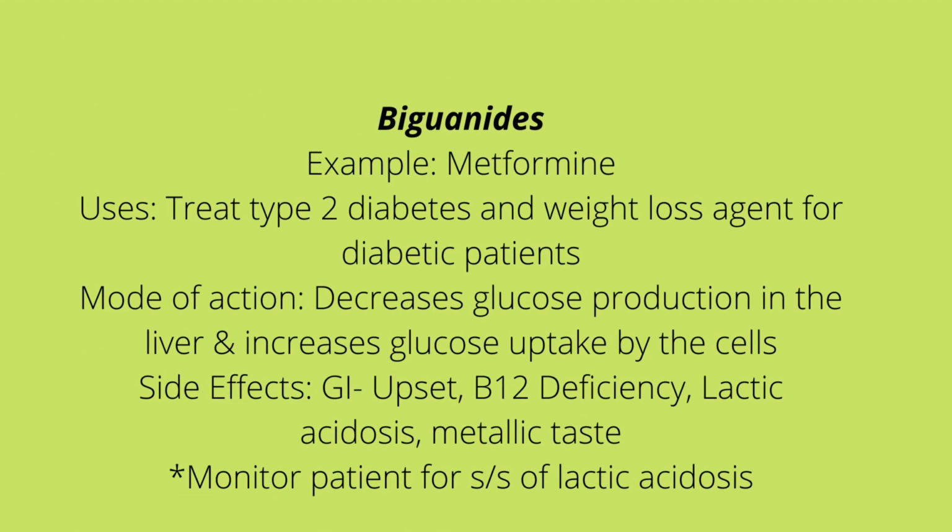Biguanides. Example, metformin, a commonly used drug. It's also used for type 2 diabetes to bring the sugar levels down. Its mode of action is to decrease glucose production in the liver and also increase glucose uptake by the cells. Side effects include GI upset, B12 deficiency, lactic acidosis, and metallic taste in the mouth.